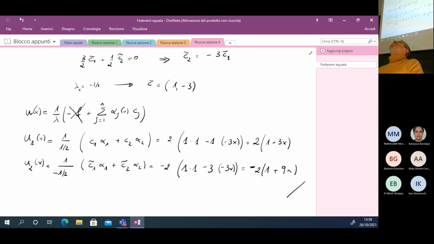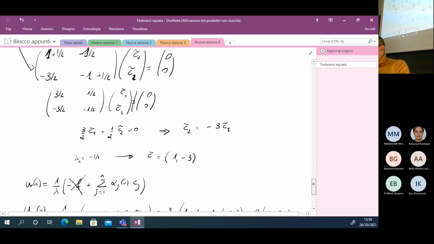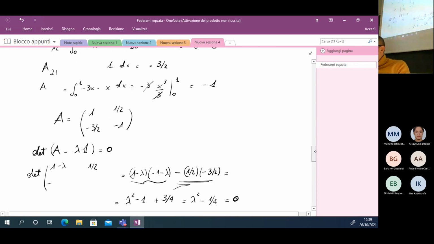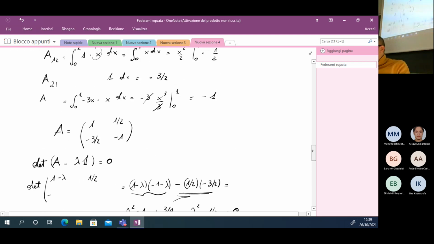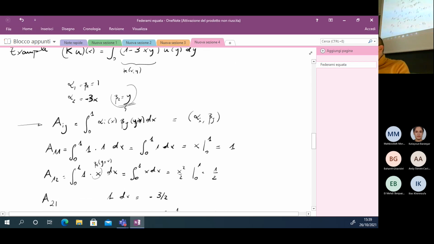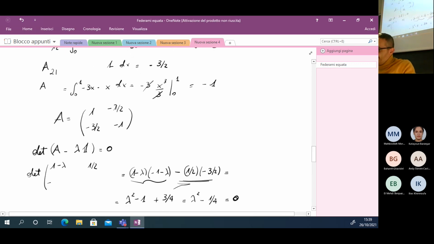There is a mistake. Mistake. Where is the mistake? Yes, because actually it's this one. So basically this means that the matrix is this one.